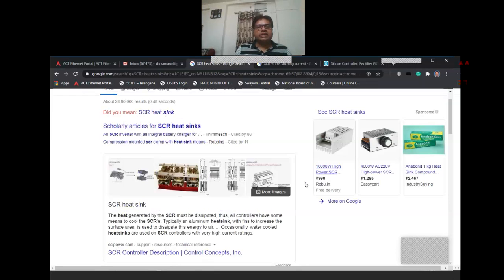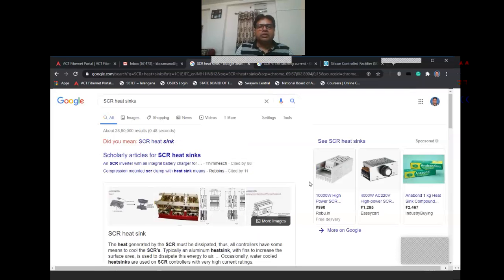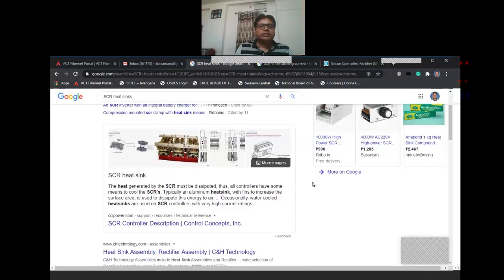The losses will increase, efficiency will decrease. In this presentation, many types of heat sinks are shown.